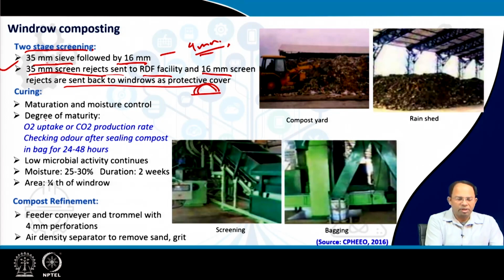Once the screening is over, we leave the compost for curing. We allow the compost to mature, and the moisture also returns to the standard values of around 20, 25 to 30%. We leave it for around 2 weeks, and it takes 1/4 of the windrow size, as we told earlier. And here the microbial activity is considerably low. What we need to check at the end is the oxygen uptake of this particular compost, and the CO2 production rate. If these are low, then of course the manure is ready.